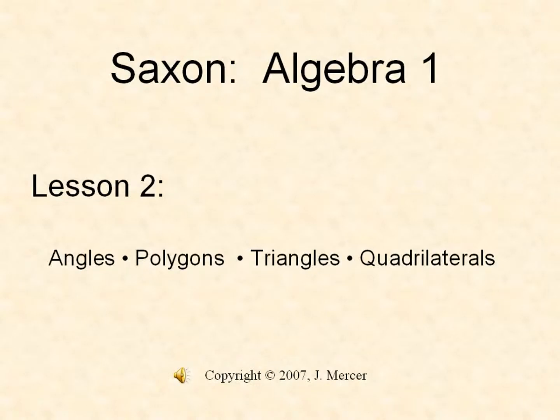Saxon Algebra 1, Lesson 2. In this lesson, we will review some geometry, angles, polygons, triangles, and quadrilaterals.